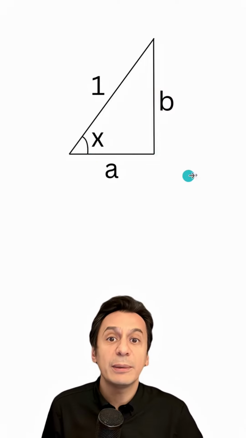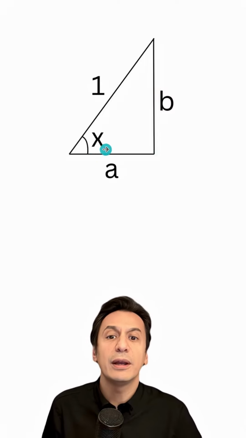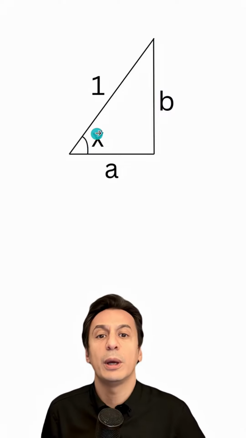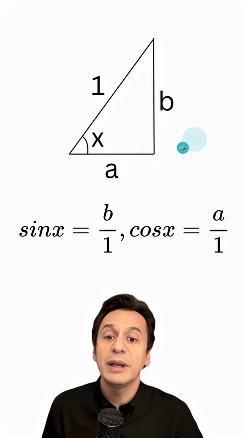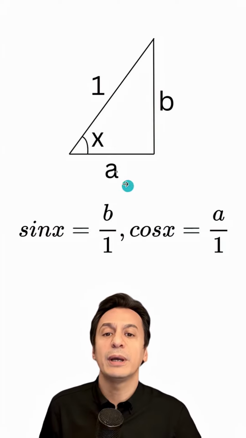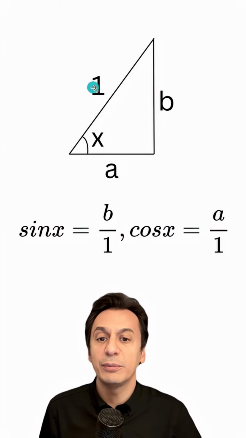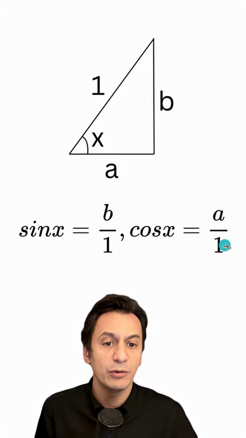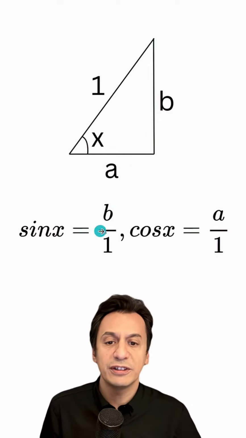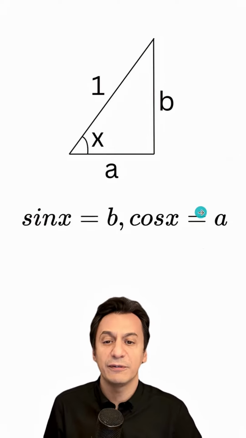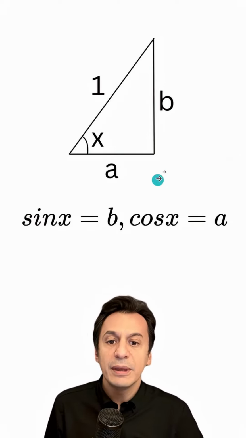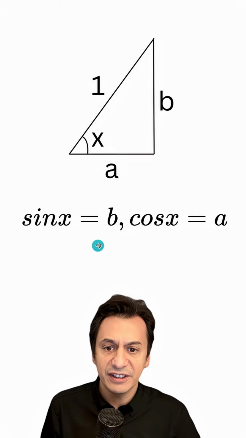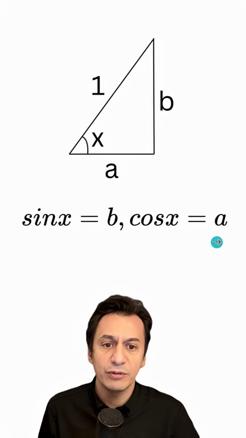Now let's see what will happen in this triangle. When I want to write sine x, that is opposite over hypotenuse, it will be b over 1. When I want to write cosine x, from adjacent over hypotenuse, it will be a over 1. Now b over 1 equals b and a over 1 equals a. So sin x equals b and cos x equals a. This means the following. Here, wherever I see b, I can write sin x. Wherever I see a, I can write cos x.